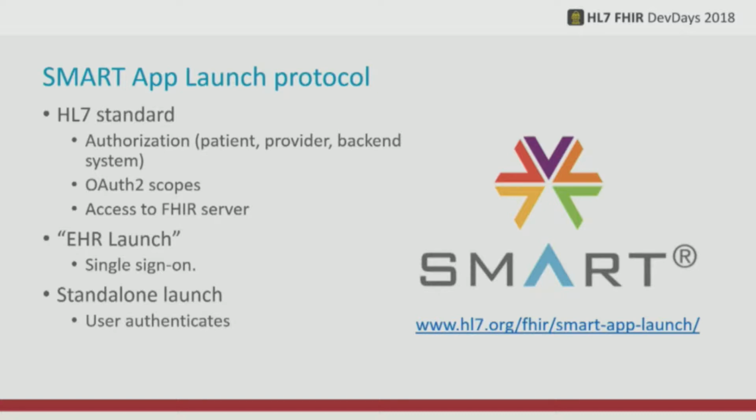The Smart app requests specific OAuth 2 scopes and accesses the FHIR server on behalf of the user. Again, you're already familiar with this. And there are Smart apps running in production today. A Smart app can either be launched from within the EHR or outside of an EHR. And the spec on hl7.org identifies this as an EHR launch or a standalone launch. The important thing with a standalone launch is that the user authenticates. Then with an EHR launch, typically that application is embedded within a container of some kind.